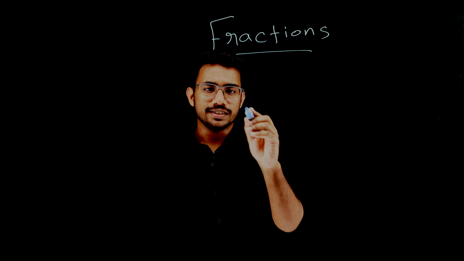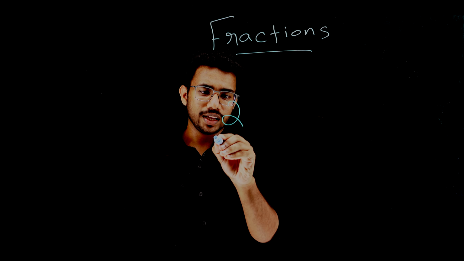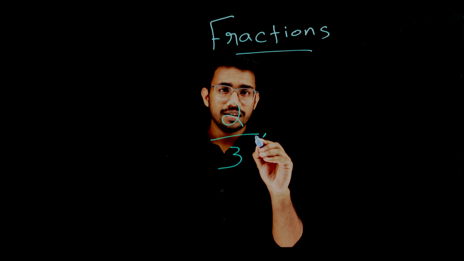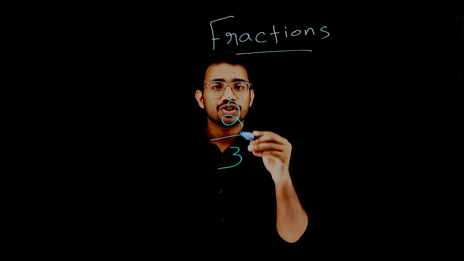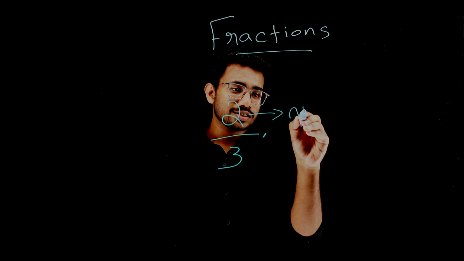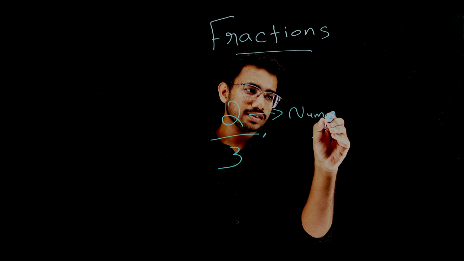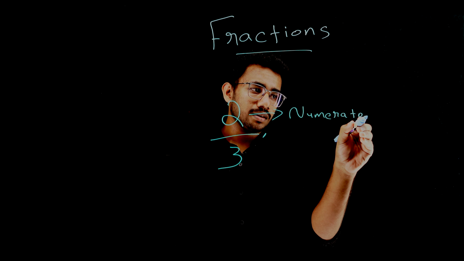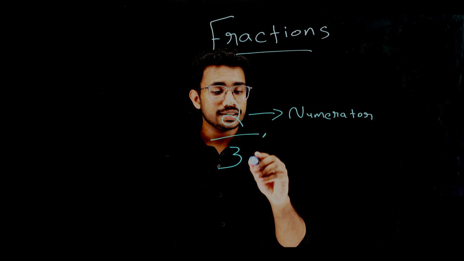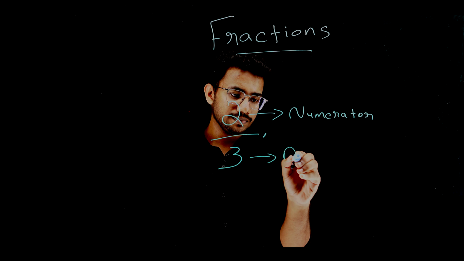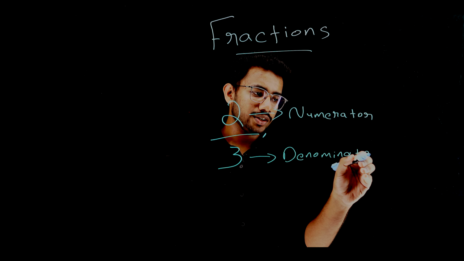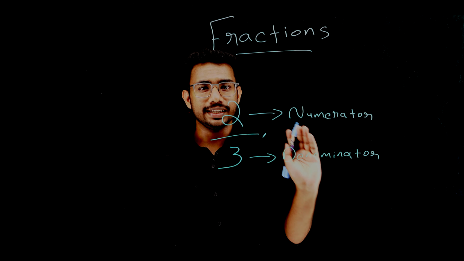Now, let's consider an example. Let's say I'm having a fraction 2 over 3, and I'm having here a reference line. The number that is written just above that reference line, in this case it is 2, is called the numerator, and the number that is written just below the reference line, in this case it is 3, is called the denominator. So 3 is a denominator and 2 is a numerator. I hope that idea is clear.